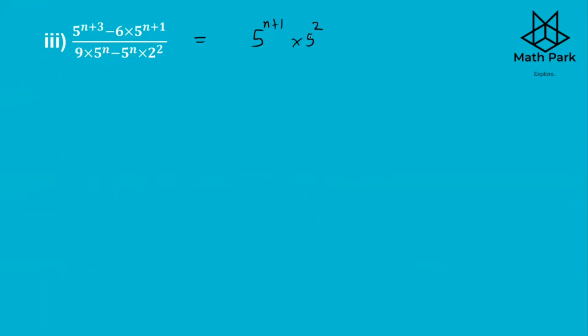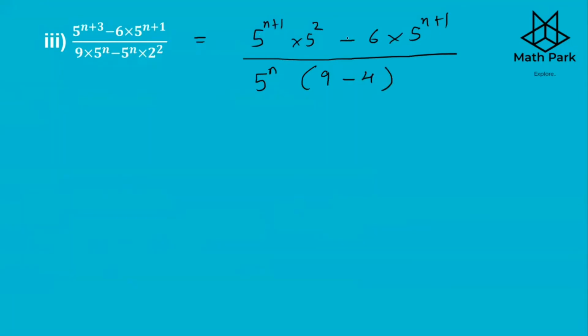A raised to m into a raised to n is a raised to m plus n. Minus 6 into 5 raised to n plus 1. We did the numerator simplified. In the denominator, we already have 5 raised to n common. So we take this 5 raised to n common. We are left with 9 minus 2 square, which is 4.